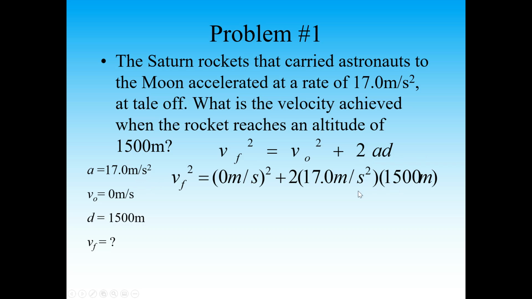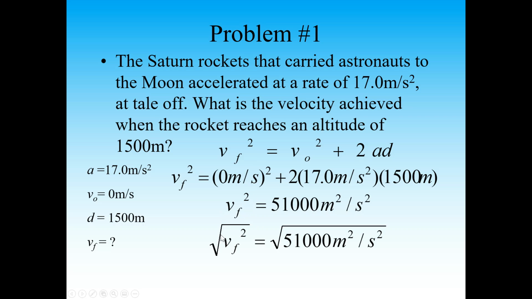Okay, so we're going to plug all that in, and we're going to get this. We're solving for VF, not VF squared, so we're going to take the square root of both sides, and we're going to get 226 meters per second. Three sig figs, the smallest number there.